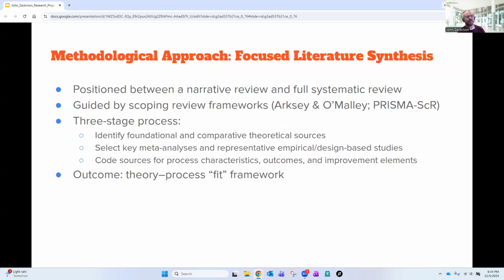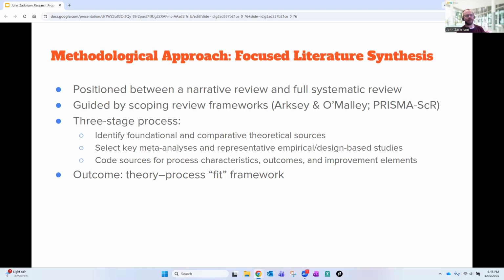The project really focused on literature synthesis rather than a full systematic review. So the goal was not to capture every possible study, but to develop a coherent theory process framework using influential and representative sources. To do this, I drew on scoping review frameworks.